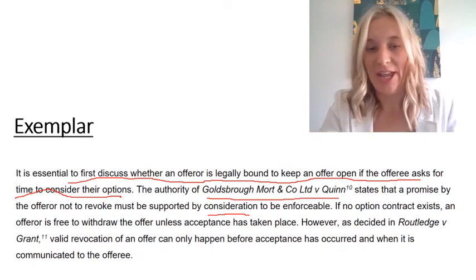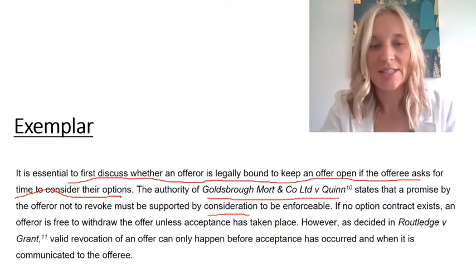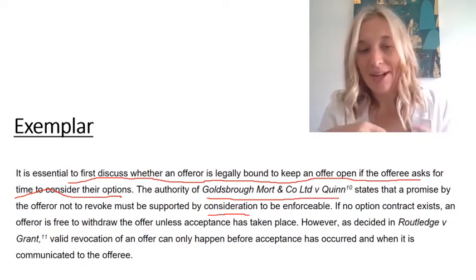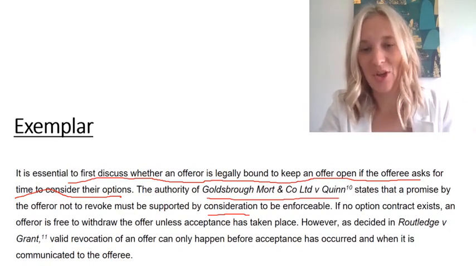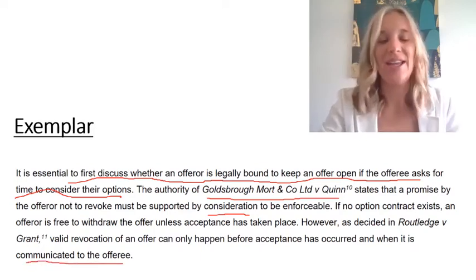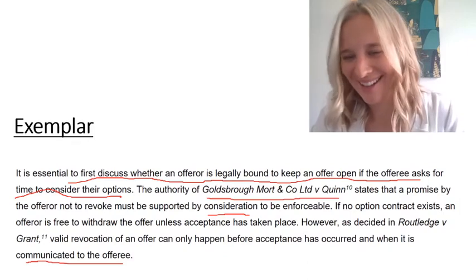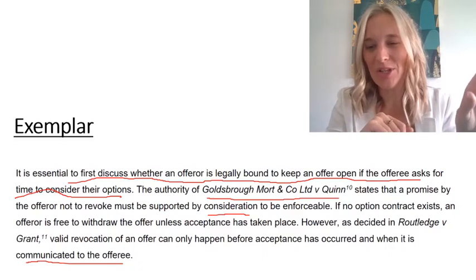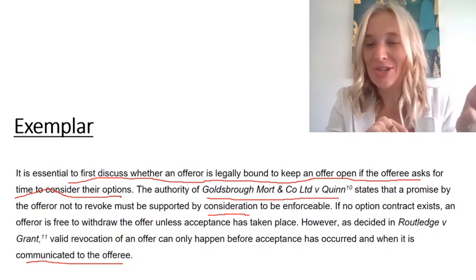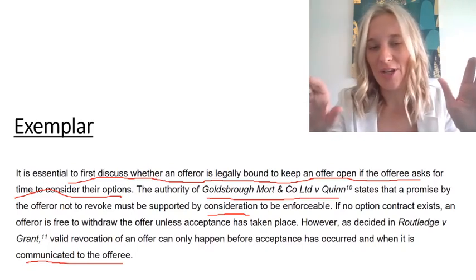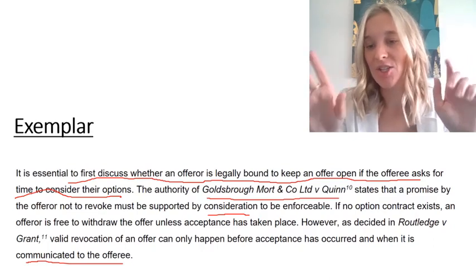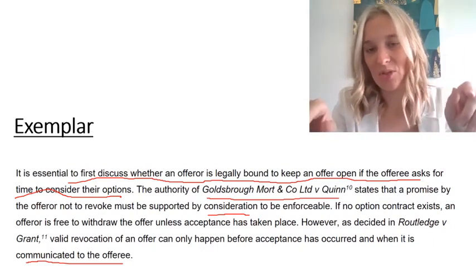And then the student's connecting this principle to the follow-on principle around revocation. So if no option contract exists, the offerer is free to withdraw the offer unless acceptance has taken place. But for revocation to be effective, it has to happen before acceptance has occurred and it has to be communicated, sorry. So here the student has the legal principle which helps them to resolve the first issue, the option contract issue. They also have the legal principles around the revocation issue and the communication of revocation, and they've also explained the relationship between the two.